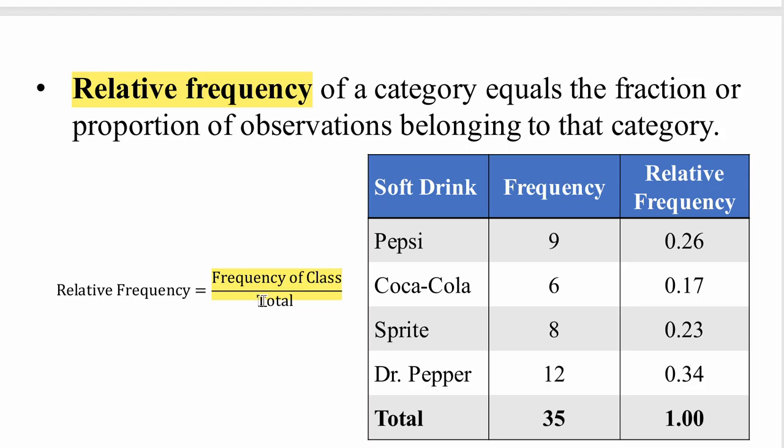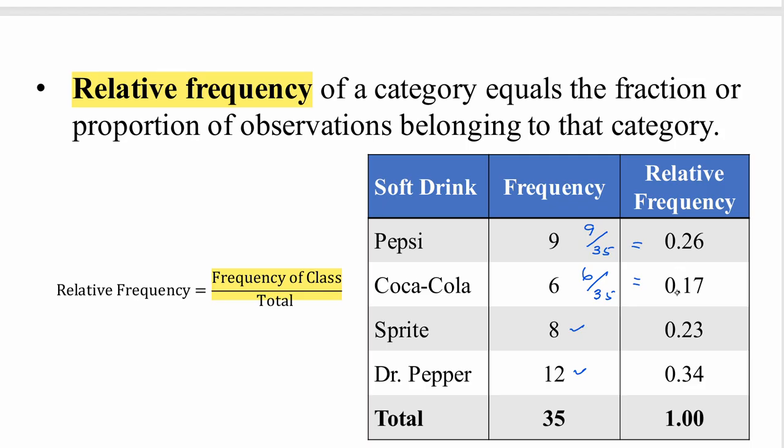total. And so to calculate the relative frequency for Pepsi, our formula will be to divide the 9 count of those who said they like Pepsi by the total of 35. And that should give us 0.26. To find the relative frequency for Coca-Cola, we divide the total count of 6 individuals who said they like Coca-Cola by the total number of soft drinks, which is 35. And so we do the same for all the other categories, and we should be able to arrive at their relative frequency or their proportion.